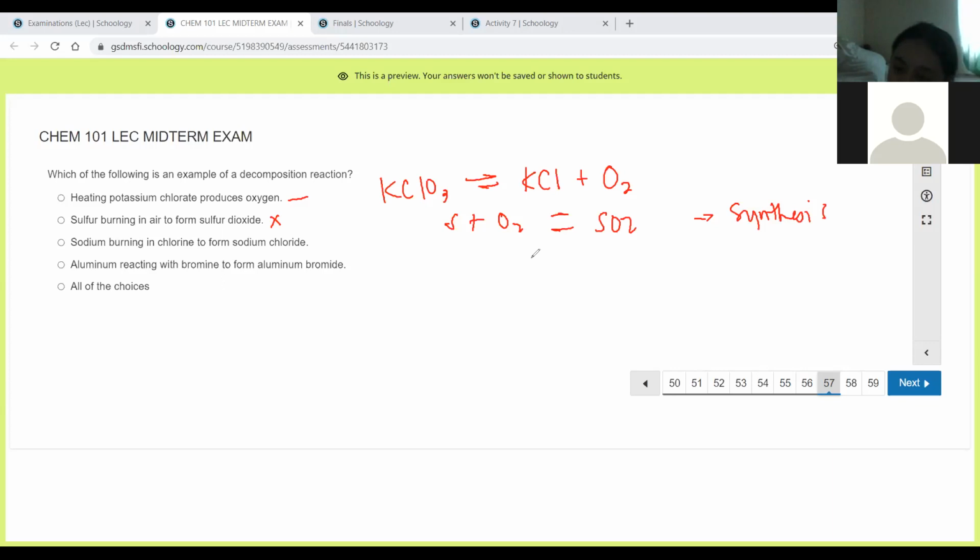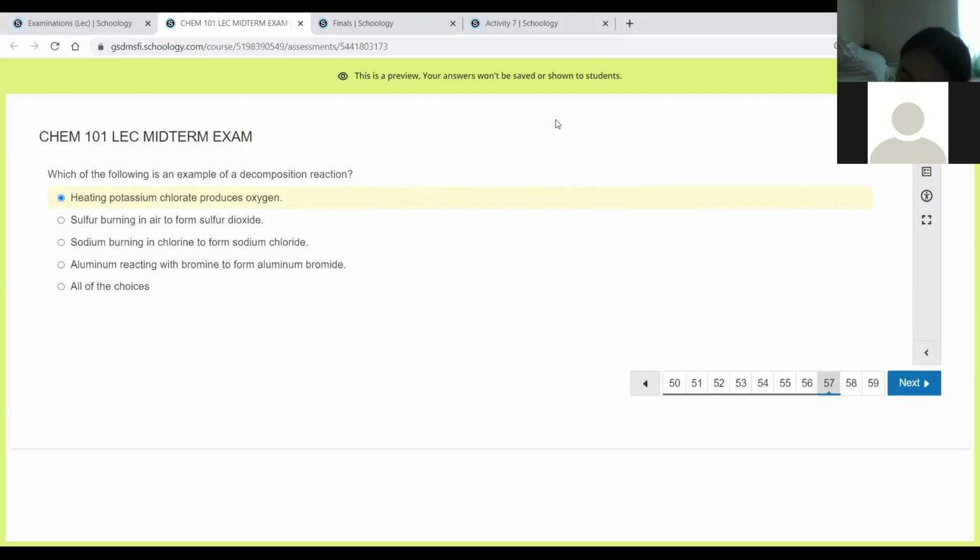And then sodium burning in chlorine to form sodium chloride. Sodium daw, mag-burn siya with chlorine to form sodium chloride. So this one is also a synthesis reaction. That's the question again. Decomposition reaction. So the correct answer is just the first one. Okay? I hope nakuha yon. Tama ba yung answers niyo dyan?